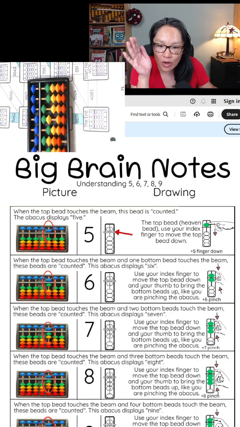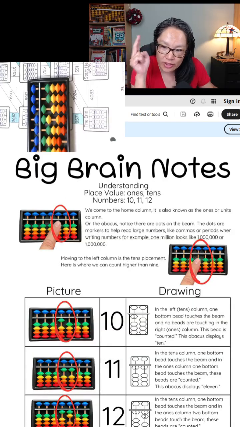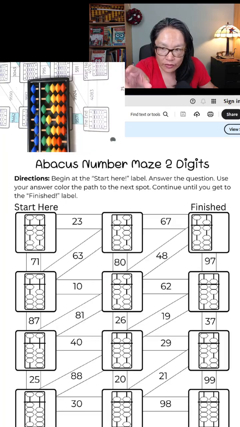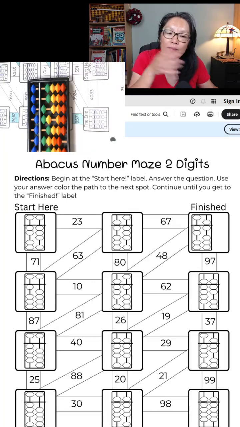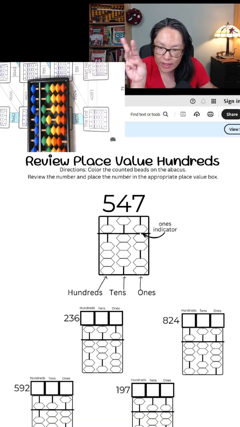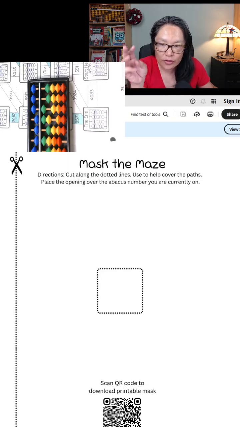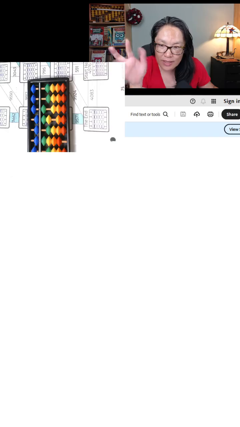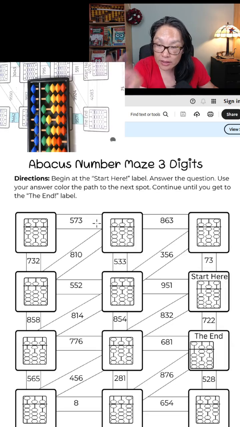So again, we go all the way to 3 digits. So this is 2 digits. I do a little bit of review of the 2 digits, and then this is the maze. We've done the maze. This is only a 2-digit maze. Then the next one is the 3 digit, and then again, just a little review for the 3 digits. This is the mask maze. Again, the mask maze is to cover up the maze, so then you don't see the answer.